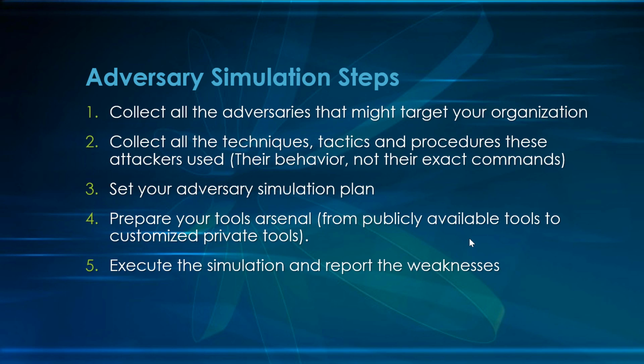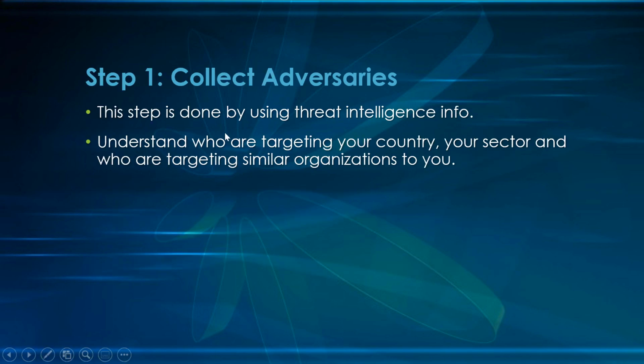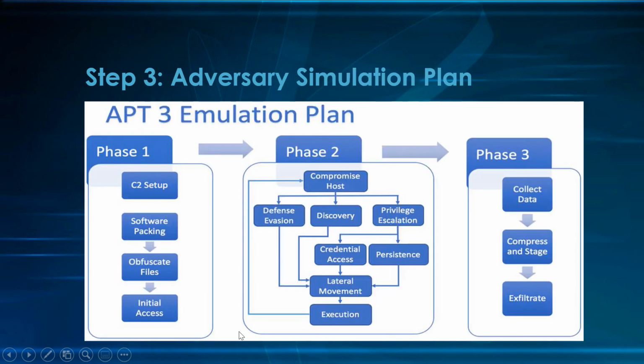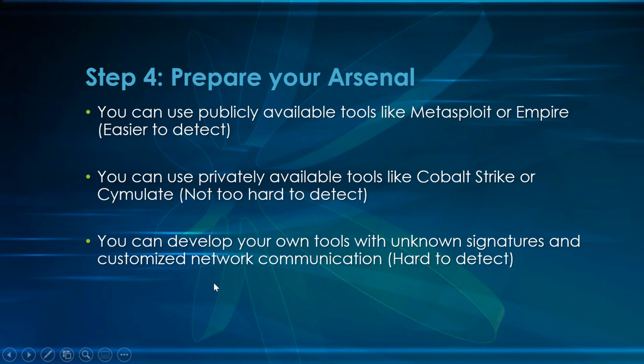They can improve the whole company security posture. As we said, they collect the adversaries and all their TTPs on the Metro attack, they put their plan for the attack, and then prepare their tools. They use publicly available tools like Metasploit or Empire, which are easy to detect, or privately available tools like Cobalt Strike or Simulate. These are paid products that you have to purchase, and they are harder to detect than known tools like Metasploit, but still detectable.